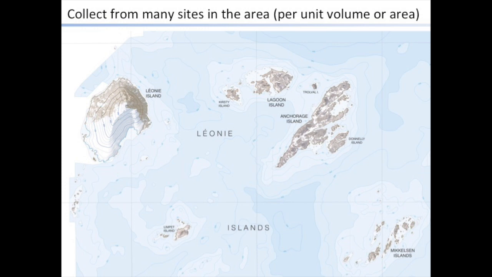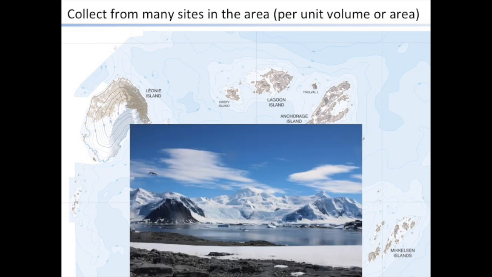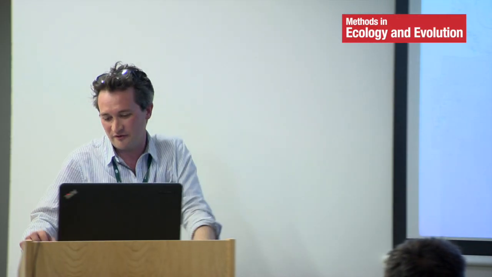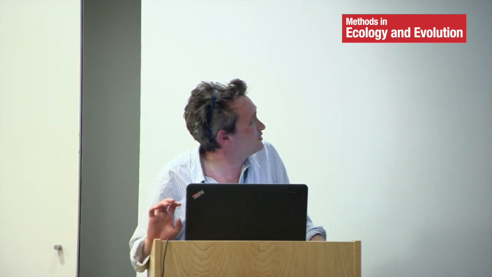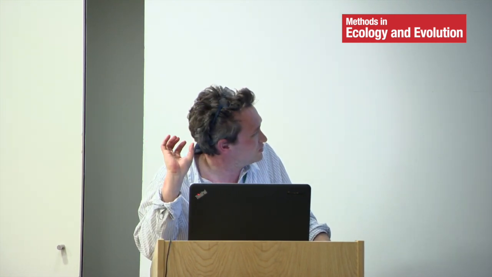So these are different islands. The research base is slightly further north as well. And even though they're close together, this is what you can see. So this is Leone Island here. That's this one. Then we've got Lagoon over here. And the photo is taken from Anchorage Island, which is where I am on there. So even though they're very close together, they've got a very different geology. So some are volcanic, some are based on very hard granite, and so on.